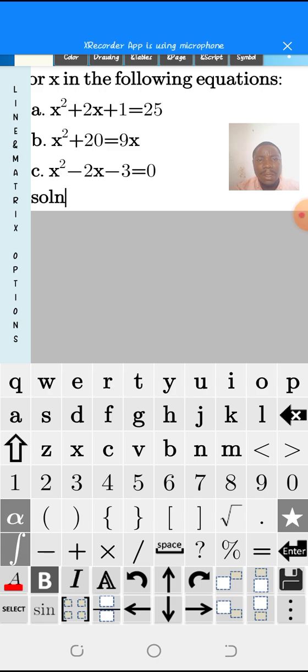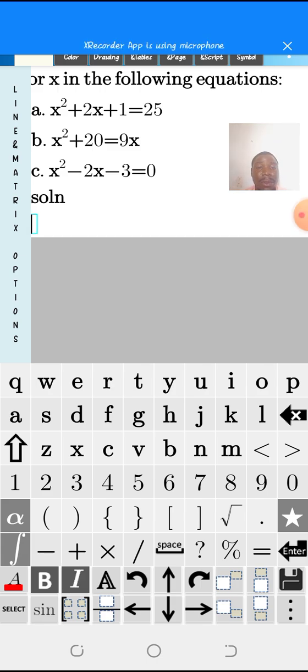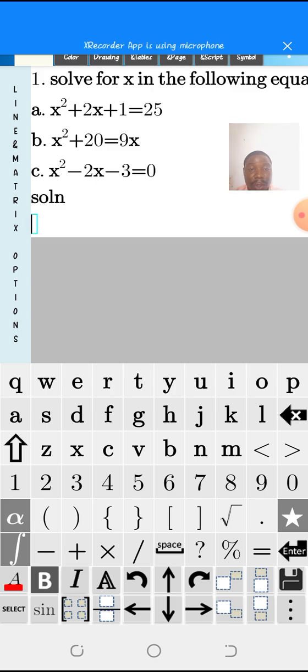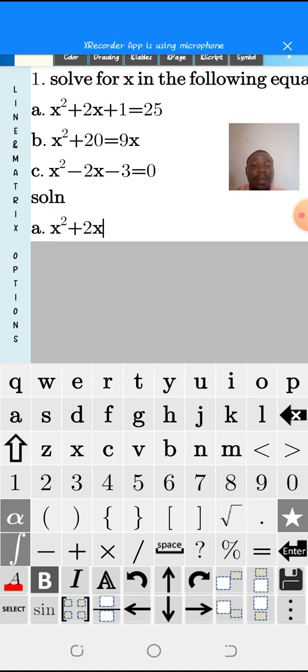Okay, so we are still looking at quadratic equations. The question is: solve for x in the following equations. We are still talking about the factorization method, and I just want us to really understand the concept. For part a, we have x squared plus 2x plus 1 equals 25.